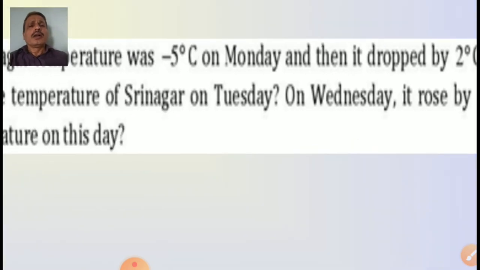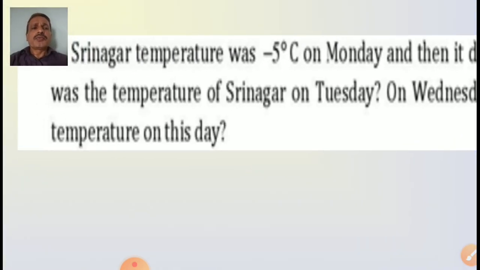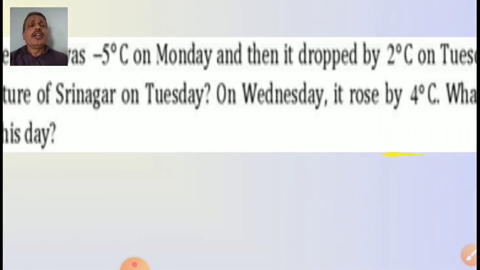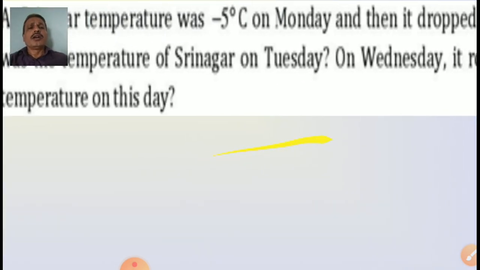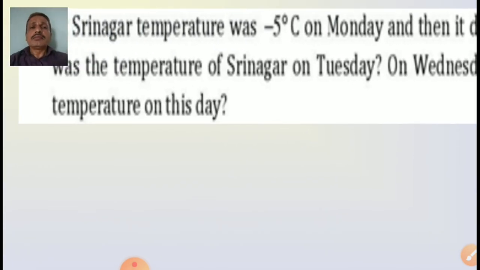What was the temperature of Srinagar on Tuesday? Verbally we did these things, but calculating we have to show. You have to write in exam. On Wednesday, it rose by 4 degrees centigrade. Rose up means high. It went up, son. It was cold, from that it became a little hot. What was the temperature on this day? So 2 questions they ask us, and we are knowing how to write these two both answers.